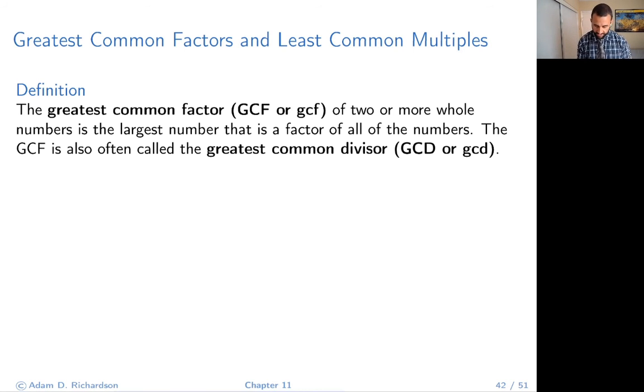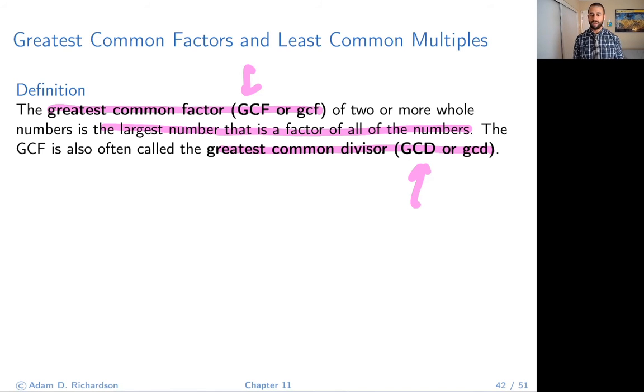So first off, the greatest common factor of two or more whole numbers is the largest number that's a factor of all the numbers. It's also called the greatest common divisor, or GCD. So GCF or GCD, this is the biggest number that divides all of them.